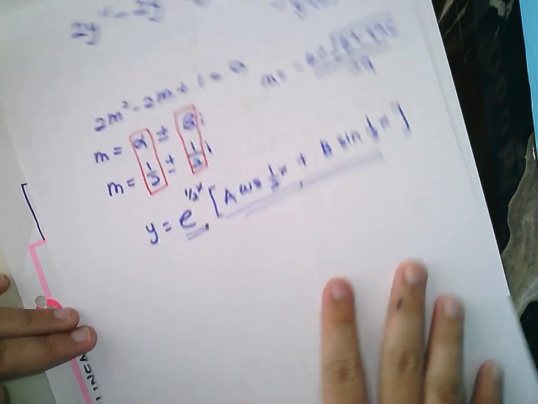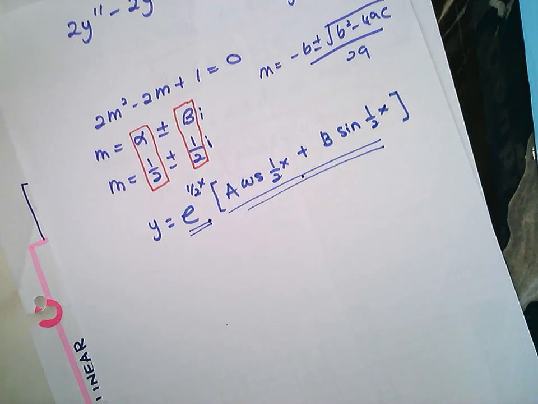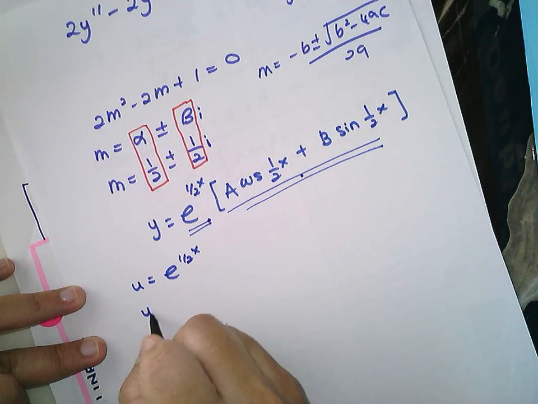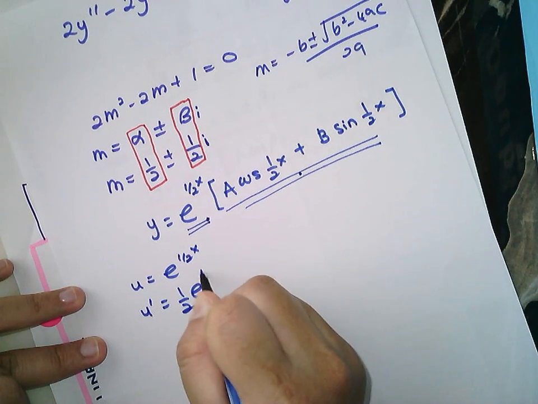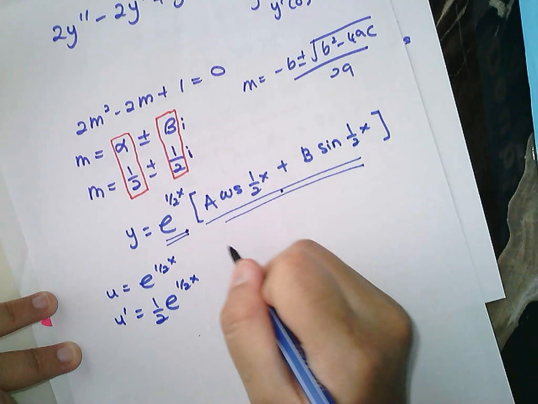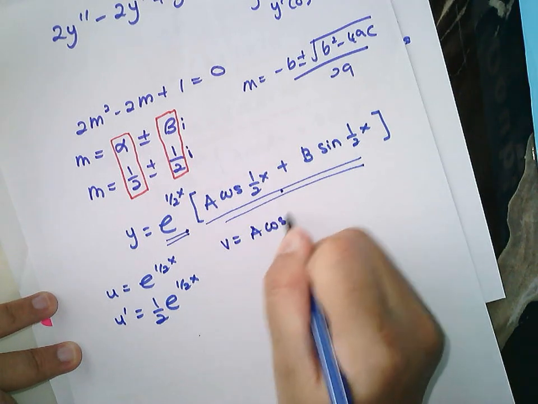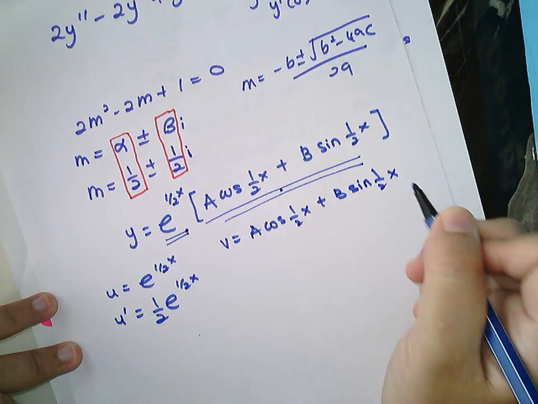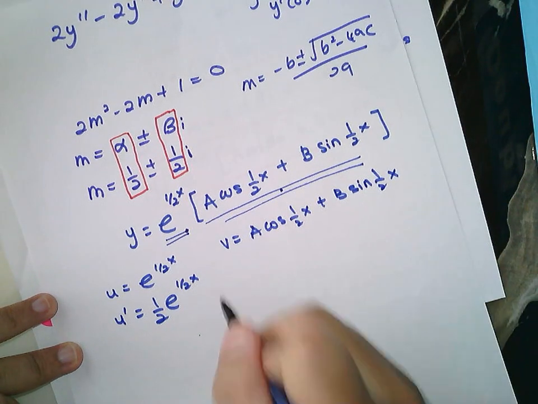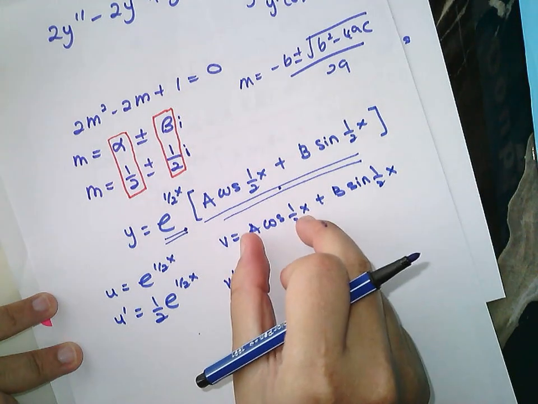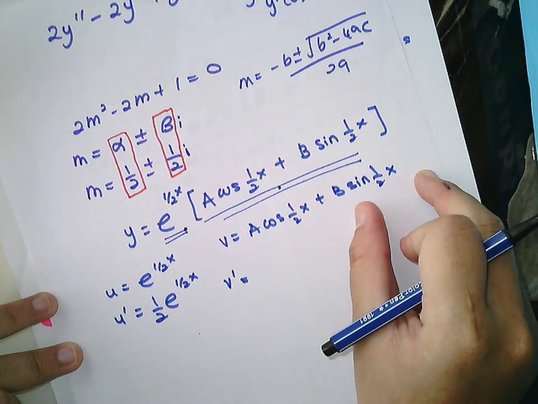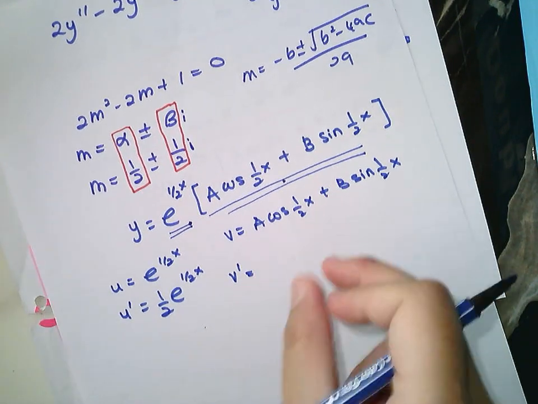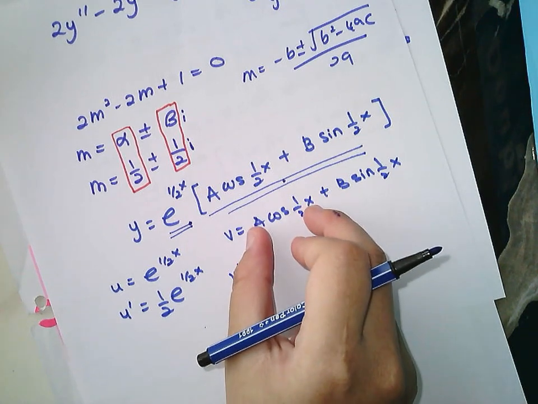So your u is equal to e to the power 1 over 2x. So u prime is equal to 1 over 2 e to the power 1 over 2x. Now this is your v: a cos 1 over 2x plus b sin 1 over 2x. So differentiate this one first, and differentiate this one. Because here you have an operation, don't worry. You differentiate the single terms, the first term and the second term.